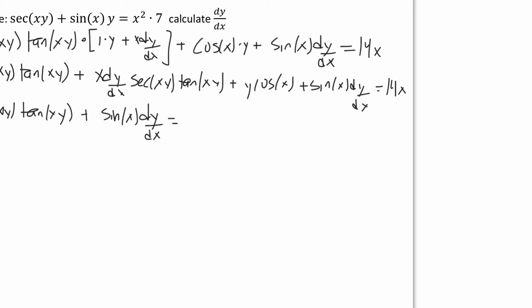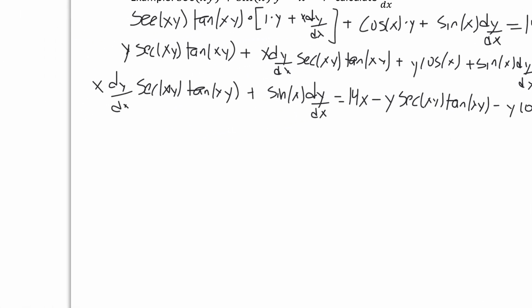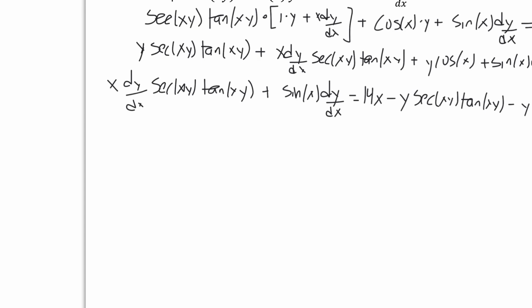So that's going to give us 14x minus y secant xy tan xy minus y cos x. For our last step, we're going to have to factor and divide out.